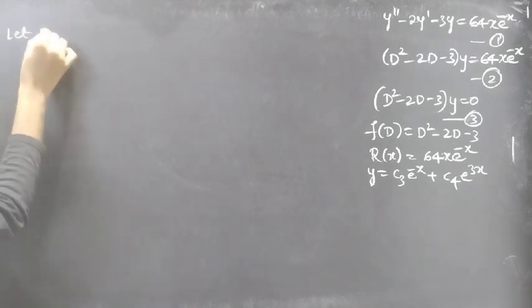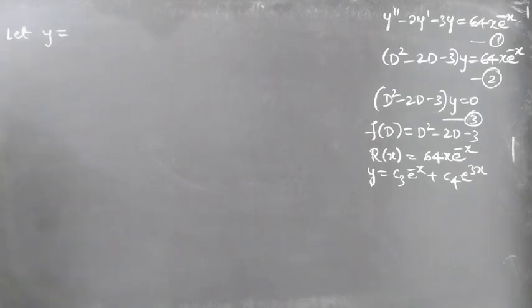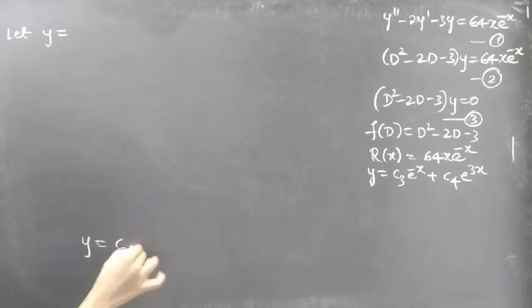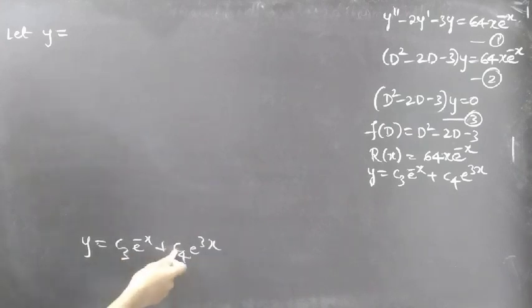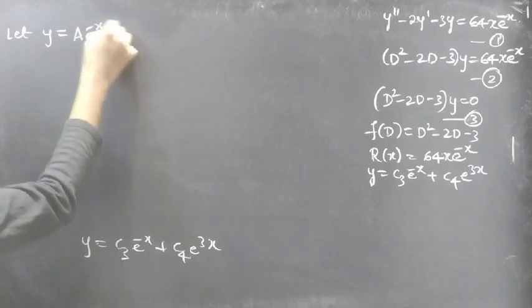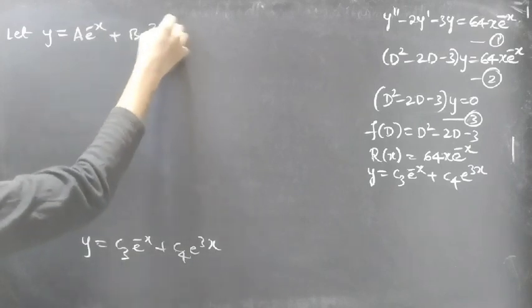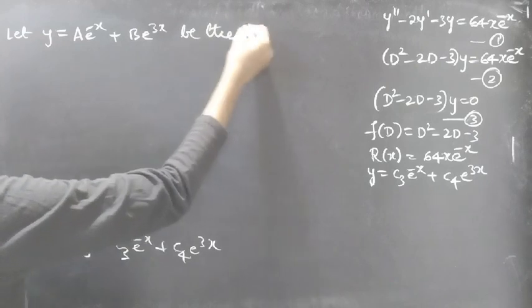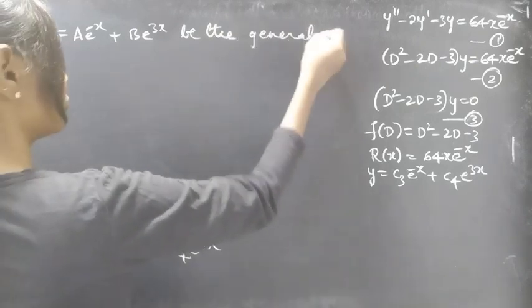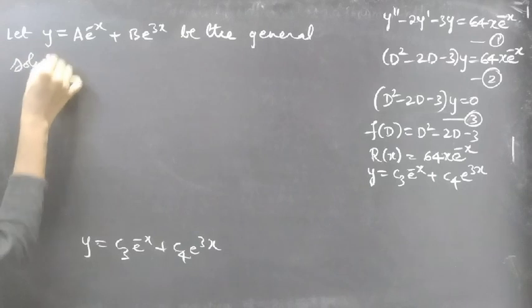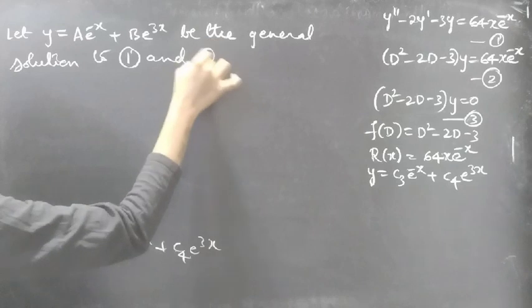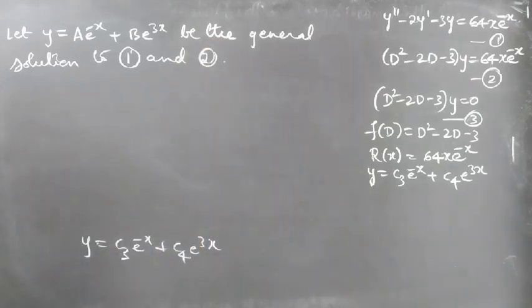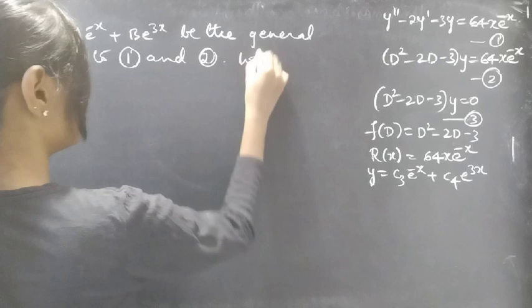We have the solution to homogeneous equation, c3 e power minus x plus c4 e power 3x, right? Now replace the constants or parameters with some functions of x, a and b. We'll have y equal to a e power minus x plus b e power 3x be the general solution to our problem, where a and b are functions of x.